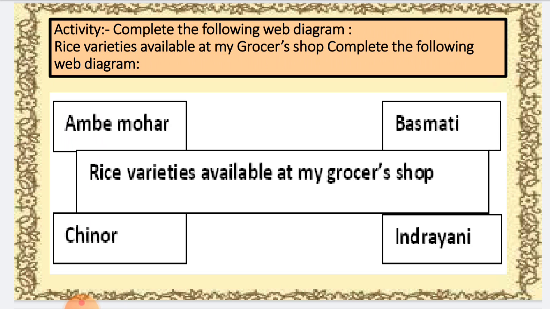So you know the names, a number of varieties are there. Ambe Mohor, Basmati, Chinor, Indrayani, HMT Kolam. So all these are the rice varieties. Now next activity.